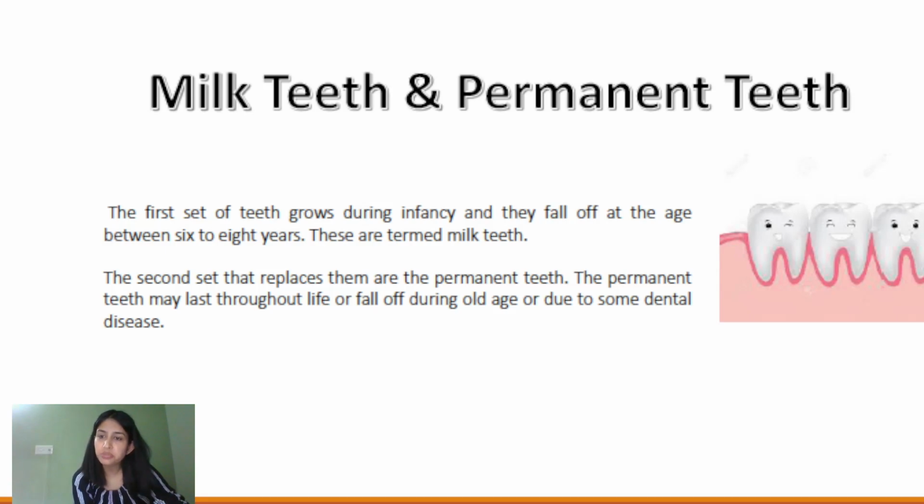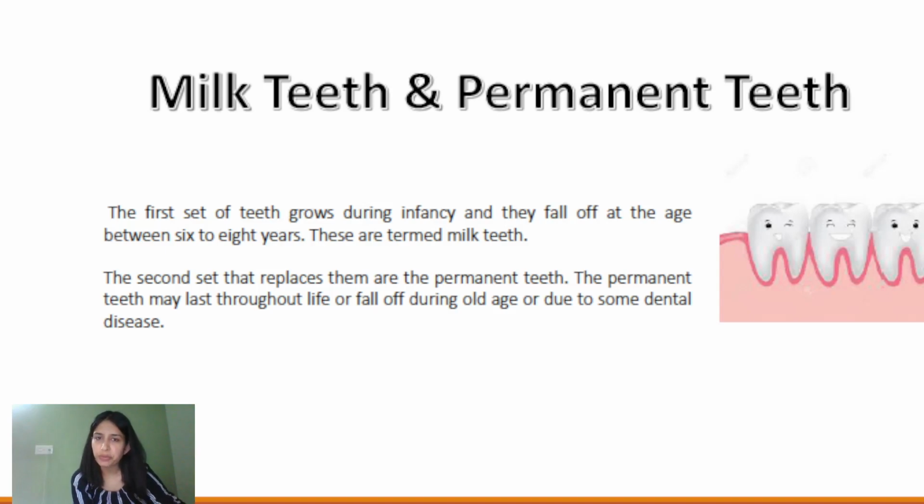The permanent teeth may last throughout life or fall off during old age or due to some dental disease. So what will the permanent teeth do? They may last throughout life, but they sometimes may fall off during old age. They may last the whole life, but due to dental diseases they may fall off, or we can sometimes break them with an injury or accident. Otherwise they would last forever, as long as the person is alive.